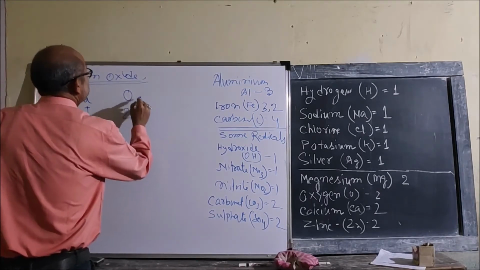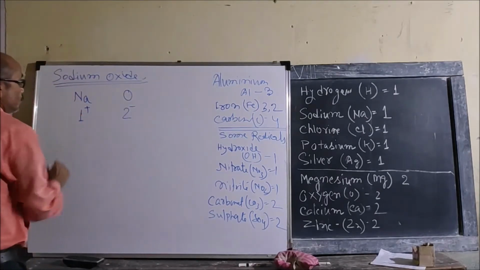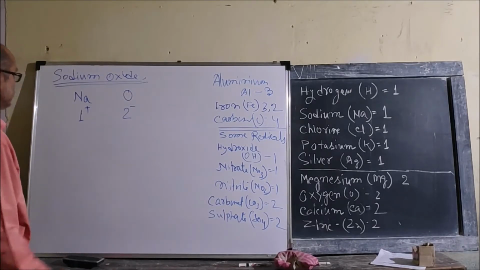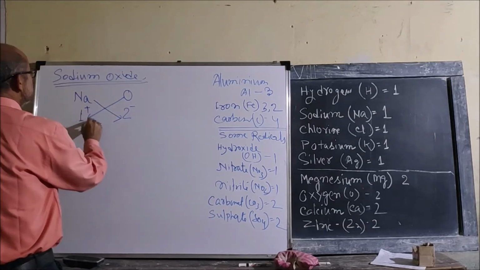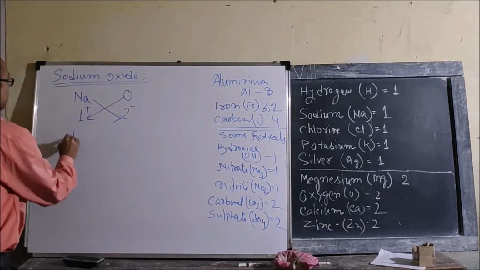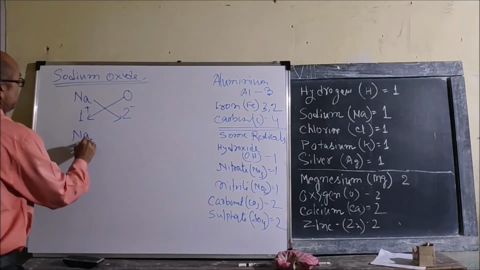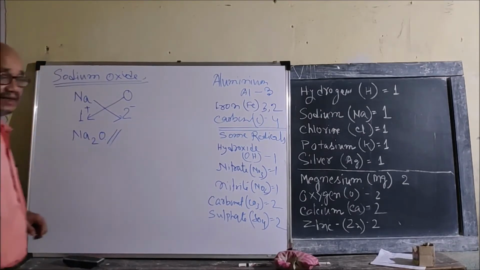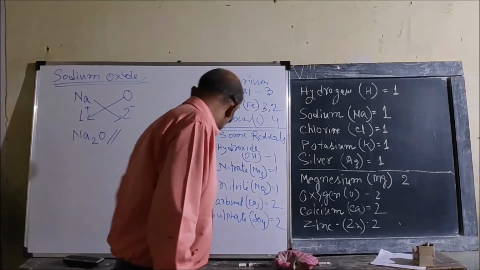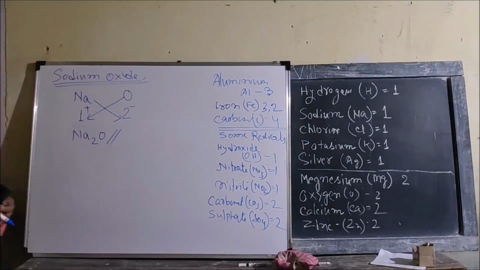So now we have to cross it. Now we have to cross it like this. The result is Na2O. This is sodium oxide.